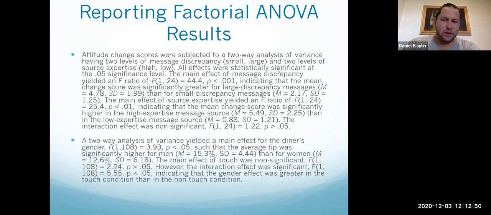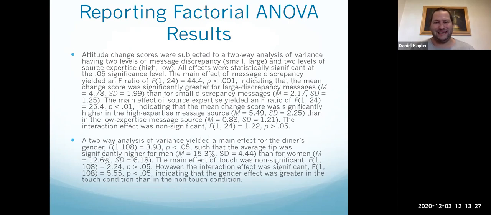There was also a main effect of source expertise, which yielded an F value of F(1, 24) equals 25.4. So that F value is 25.4 with the p-value being less than 0.01, indicating that the mean change score was significantly higher for higher expertise messaging source than low expertise messaging source. The interaction was non-significant. F(1, 24) equals 1.22 with p being greater than 0.05.